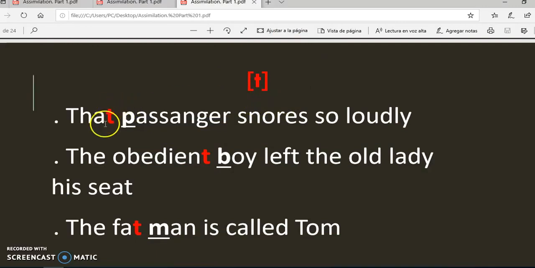I want you to repeat these examples and see what happens with the voiceless alveolar plosive. That is, which is the change? That passenger, obedient boy, fat man. Are you producing an alveolar sound? That is, is your tongue touching the alveolar ridge? Probably not. Which sound are you producing?